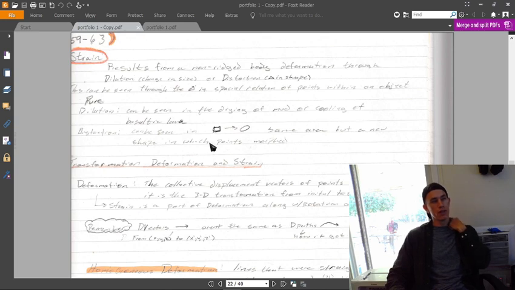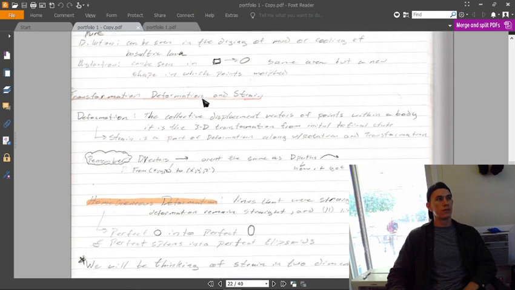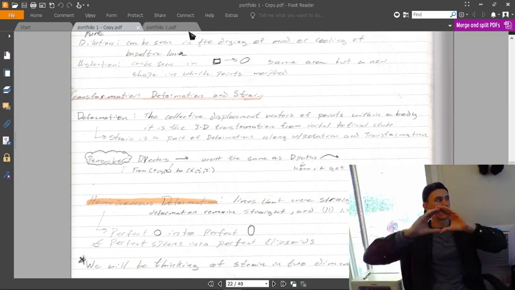Next is strain, and it results from a non-rigid body deformation through dilation, changes in size, or distortion, changes in shape. So this can be seen through the changes in the spatial relation of points within an object. So pure dilation can be seen in the drying of mud or cooling of basaltic lava. As mud dries, it starts out with the water in the pores, it's about that big, and then as it dries, all the water in the air escapes, and so it just kind of keeps its shape but shrinks.